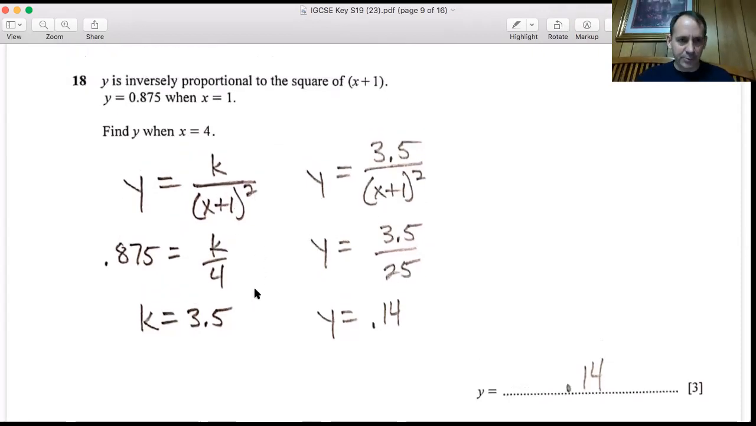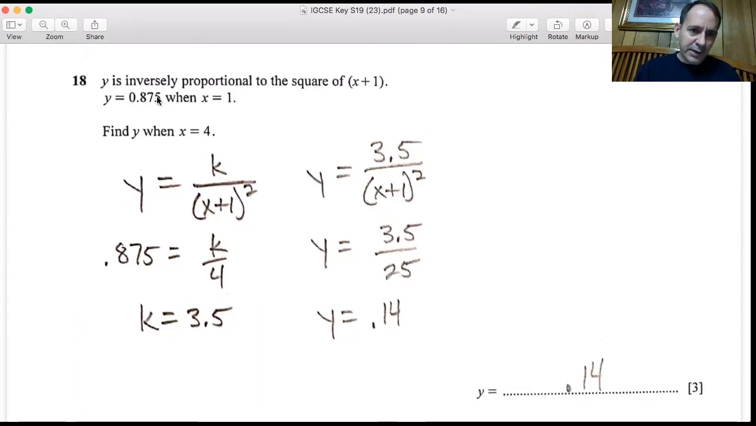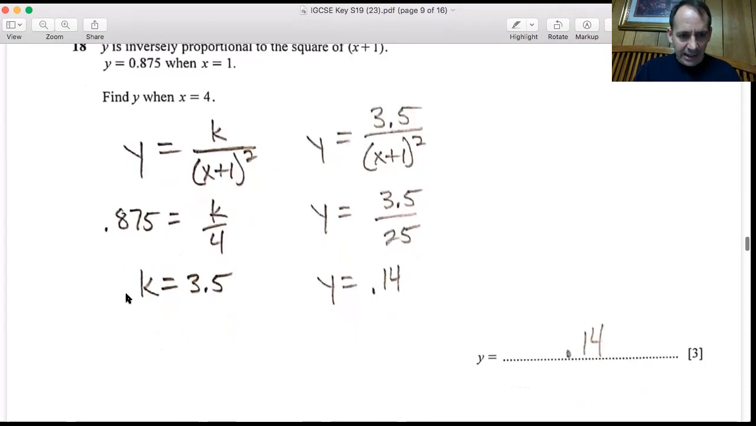It's different for every problem. So we plug in x is 1, 1 plus 1 is 2, squared is 4. We put in the 0.875 for the y, multiply 4 to the other side, and our proportionality constant is 3.5. Now we could plug that back in for the k, and now we work with the second set of numbers. They give us the 4 for the x. We need to find the y. So you plug 4 in here, plus 1 is 5, squared is 25. 3.5 divided by 25 is 0.14.